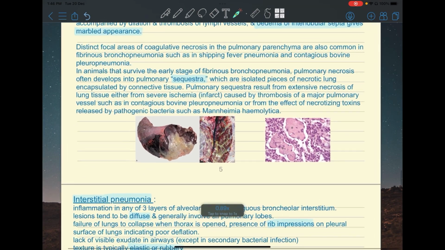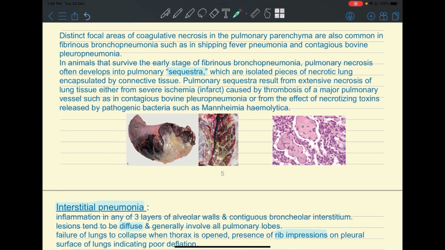Then there's also one thing called sequestra. What are these? In animals that survive the early stages of fibrinous bronchopneumonia, pulmonary necrosis often develops into pulmonary sequestra, and sequestra are isolated pieces of necrotic lung encapsulated by connective tissue. This is also very common in HS, and it is also common in CBPP, contagious bovine pleuropneumonia.